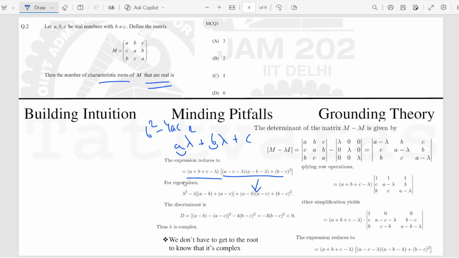And if this thing is negative, then the roots would be imaginary for any general quadratic equation. So this thing is simple to find, like this becomes the square over here minus 4 times this and this, which simplifies to this, which is less than 0, because they gave you this condition, right? So the remaining two roots coming from this portion are complex.